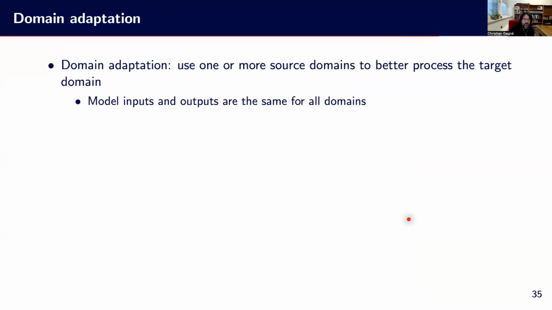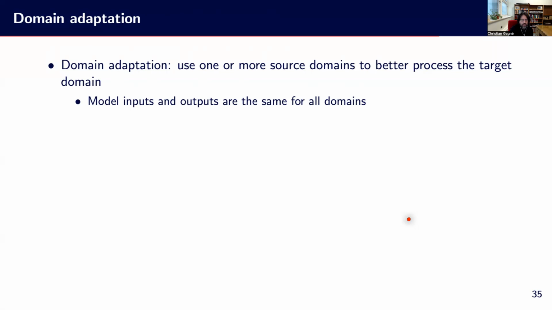We also have what we call domain adaptation. With domain adaptation, we want to deal with the idea of having many domains, and use these different domains as ways to better process a new unknown target domain that is related to the source domain. So we want to learn from the source and do better on the target.